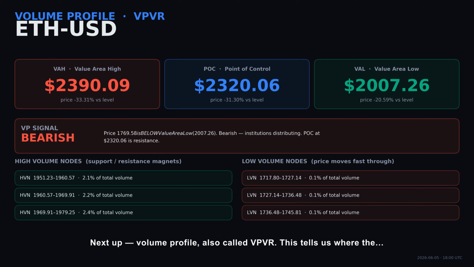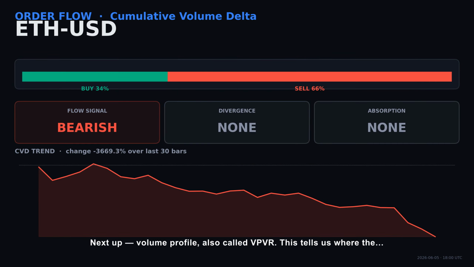Institutions distributing, POC at $23.20.06 is resistance. Now, order flow. Since we don't have access to full level 2 tick data, we estimate the buying and selling pressure from each candle's close direction and volume. Over the recent window, buying pressure accounts for 34% of volume versus 66% selling. The overall flow signal is bearish.